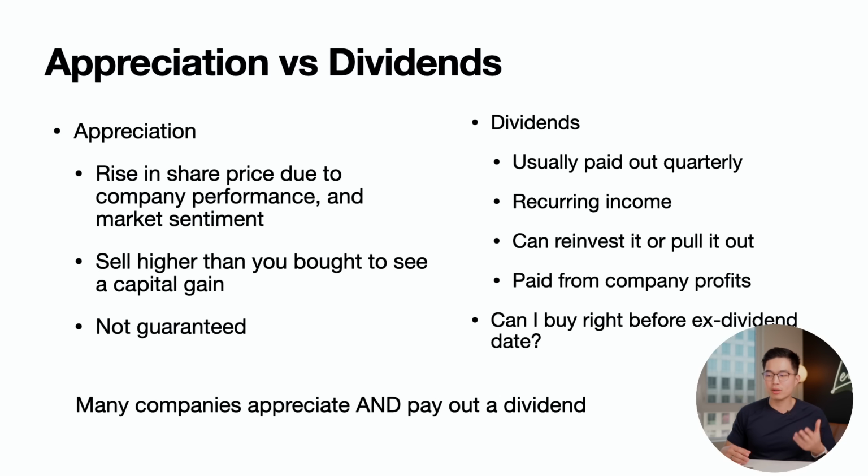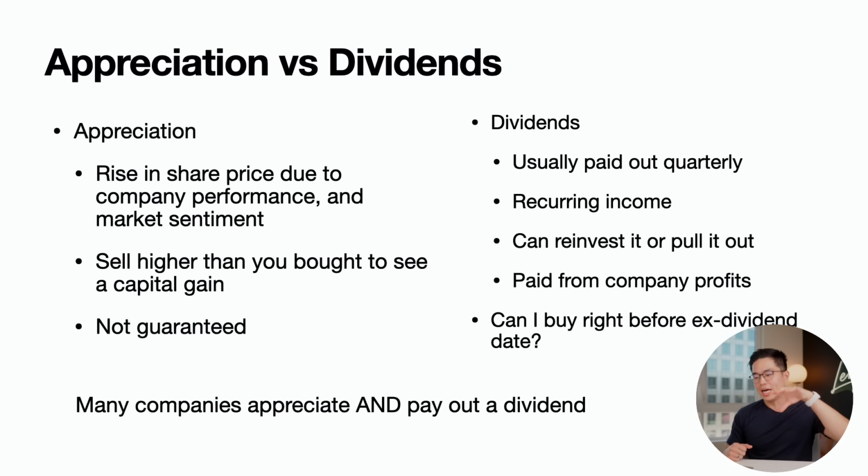So these are paid out quarterly usually, and it's a more recurring income. This happens when companies are paying out a portion of their profits to their investors, so they're basically rewarding you by paying you out a little dividend. What you can do with this dividend is reinvest it, so use that dividend money to actually buy more shares, or you can pull it out and just use it for your daily life expenses.